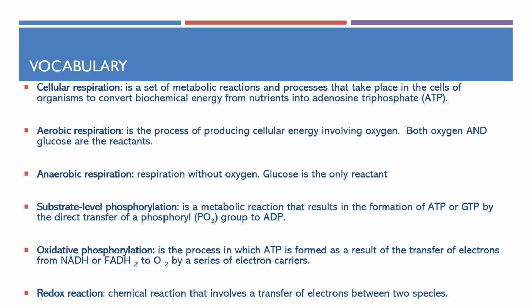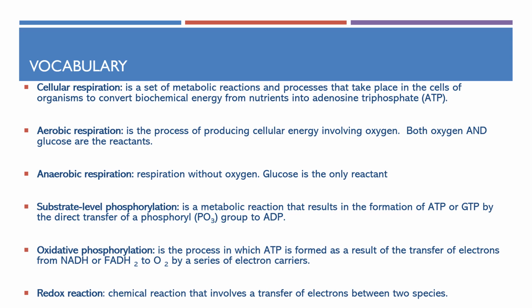Substrate level phosphorylation is the metabolic reaction that directly results in the formation of ATP by the direct transfer of a phosphoryl group to ADP. Oxidative phosphorylation is the process in which ATP is formed as a result of the transfer of electrons from NADH or FADH2 to oxygen by a series of electron carriers. And then it is ATP synthase that is going to transfer that phosphate to the ADP to form ATP.